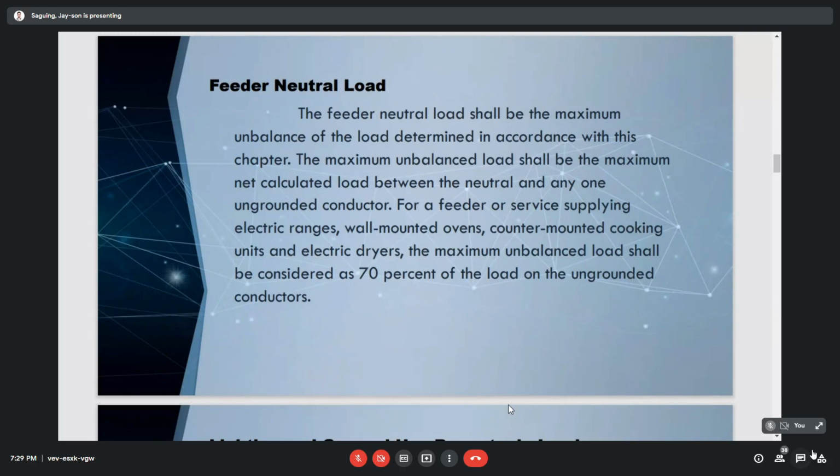So the next is the feeder neutral load. The feeder neutral load shall be the maximum unbalance of the load determined in accordance with this chapter. The maximum unbalanced load shall be the maximum net calculated load between the neutral and any one ungrounded conductor. For a feeder or service supplying electric ranges, wall-mounted ovens, counter-mounted cooking units, and electric dryers, the maximum unbalanced load shall be considered as 70% of the load on the ungrounded conductors.